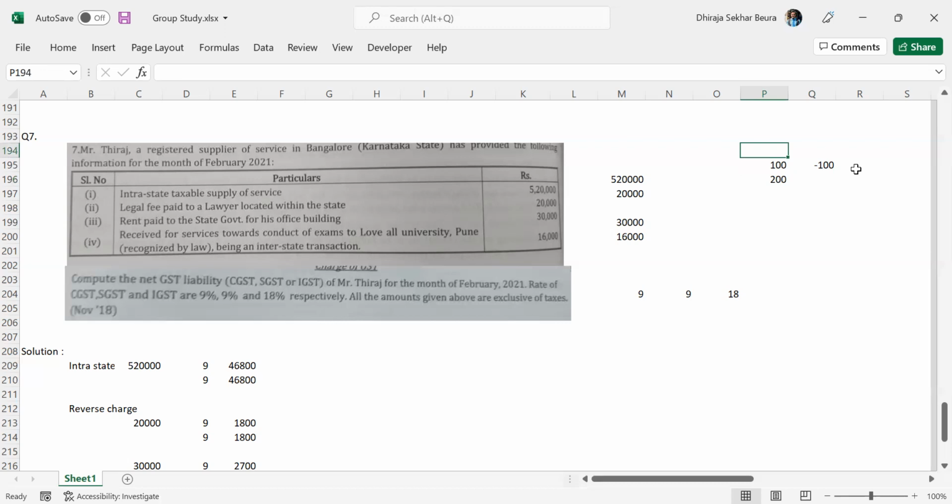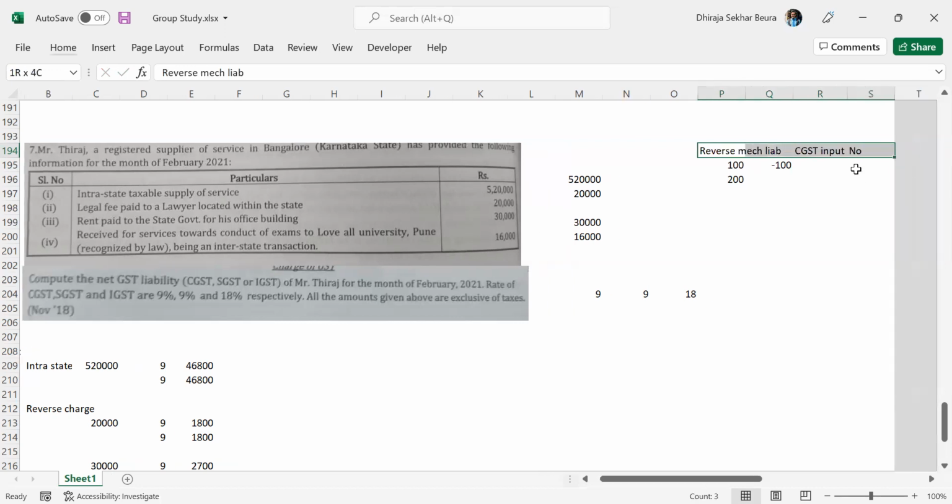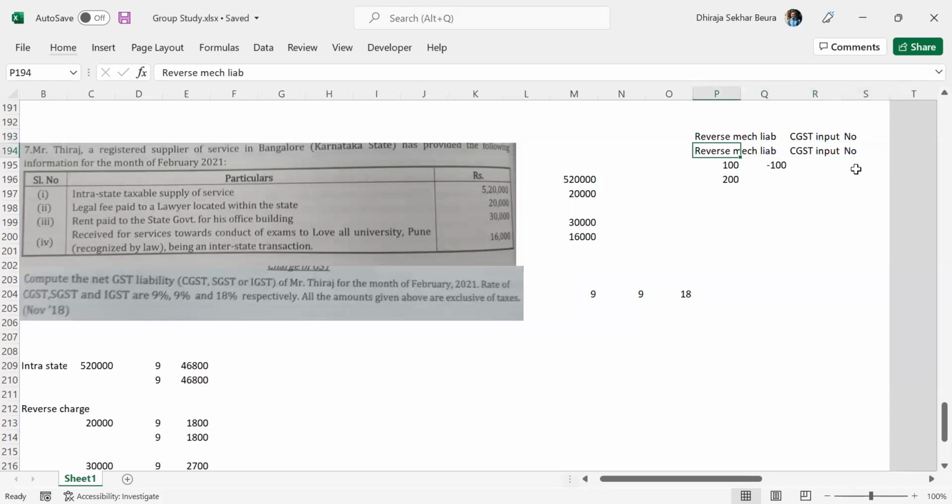What I was saying was you had reverse mechanism liability, and against this you have CGST input credit. This is a no-no. You can't adjust it. Now we are talking about another scenario. Not directly; we have to first pay it back to government. No adjustment at all. There is no loophole. However, suppose after the payment, you have reverse mechanism credit.